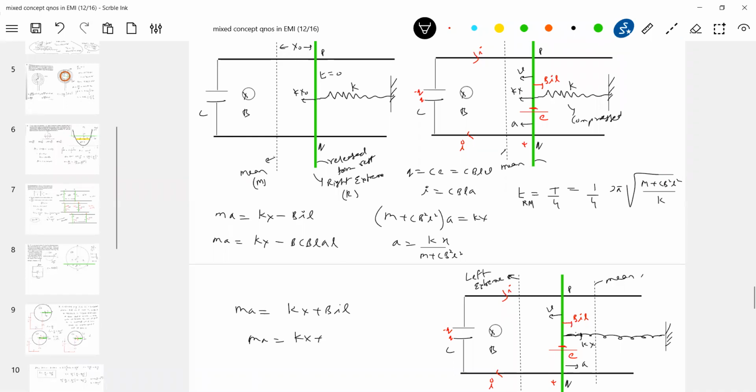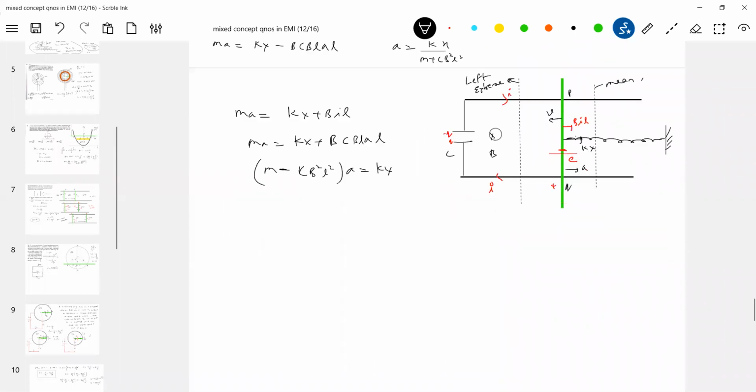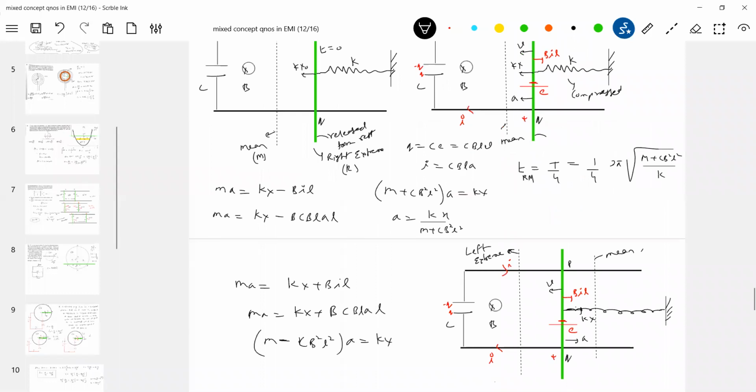And what is I? I is again the same thing after substituting: CBLa. So this will become m minus C B square L square a equal to kx. So what is a equal to in this case? Kx by... look at it now. So what about this time period? The time period from mean to left extreme. This is the left extreme.